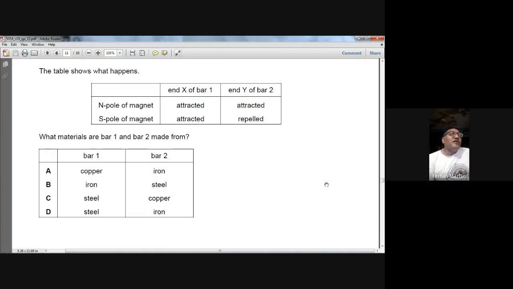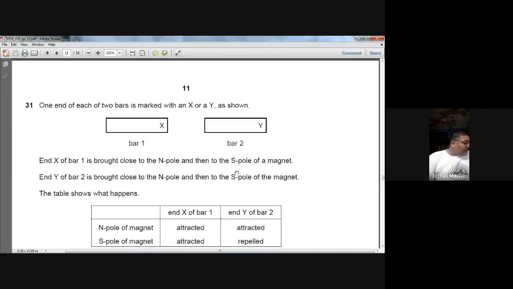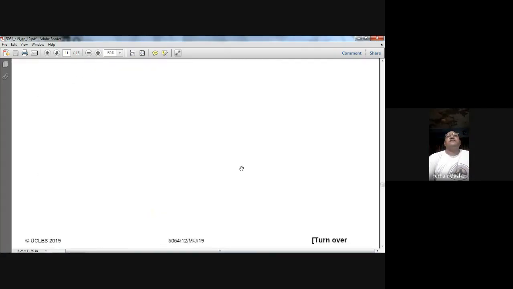Bar 2, its end Y was attracted to the North Pole, but it was repelled by the South Pole of another magnet. So this means that bar 2 is something magnetized. Something magnetized could be steel, because steel makes permanent magnets. It can retain magnetic properties for a longer time. So bar 2 is steel, and bar 1 is iron. So B looks like the option. This was question number 31. For 31, B is the option, sir.